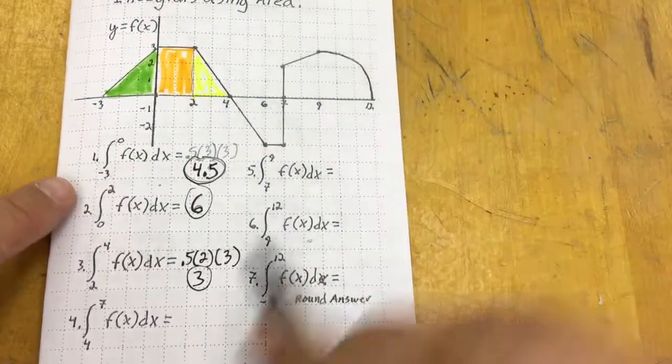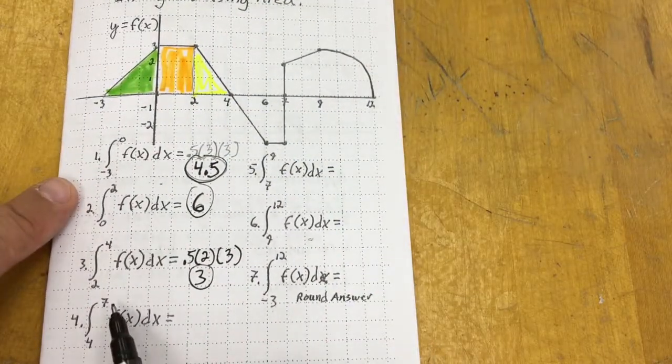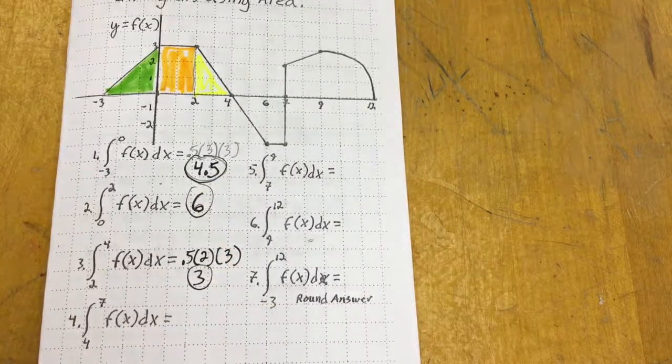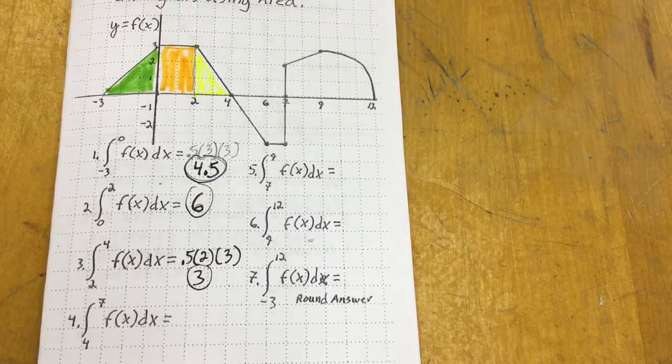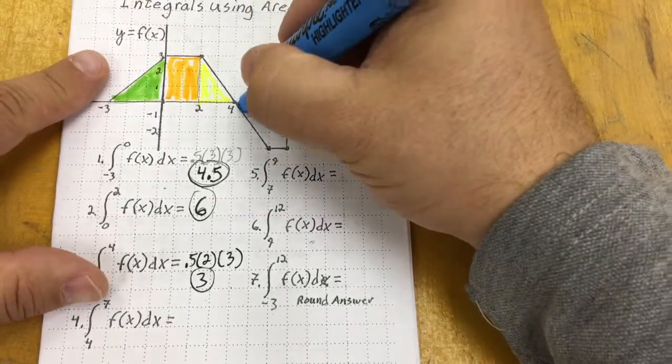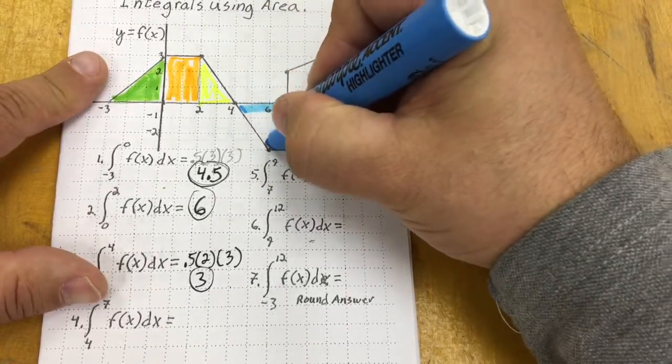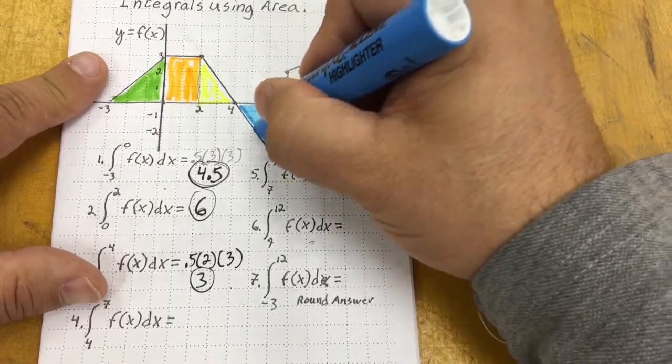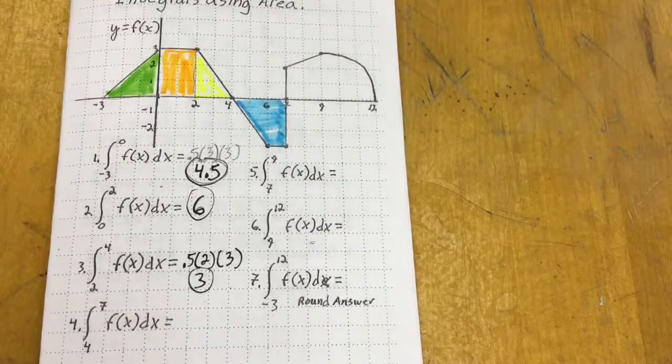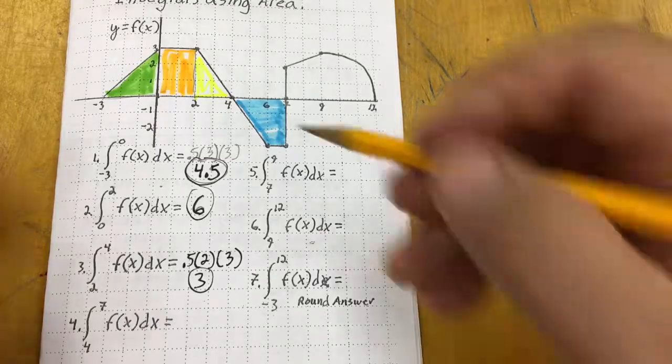Now, this is kind of strange. I want to find an area from 4 to 7. And notice it's below the curve. That's going to generate a negative area. I know that kind of goes against your intuition, but in calculus, that would give us a negative area there below the x-axis. And that's actually a trapezoid.